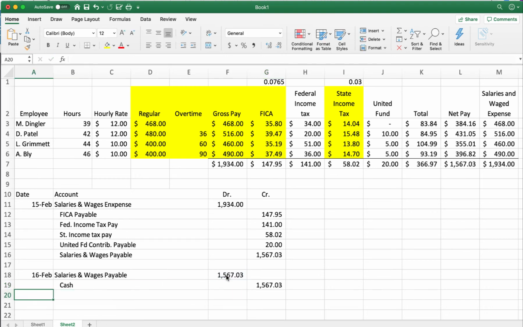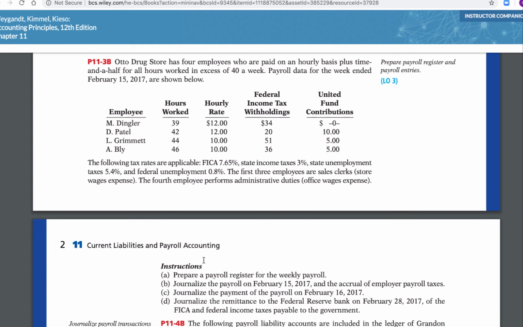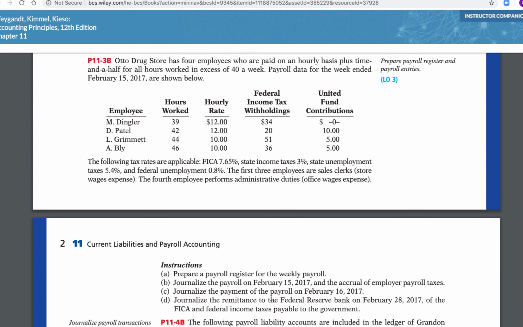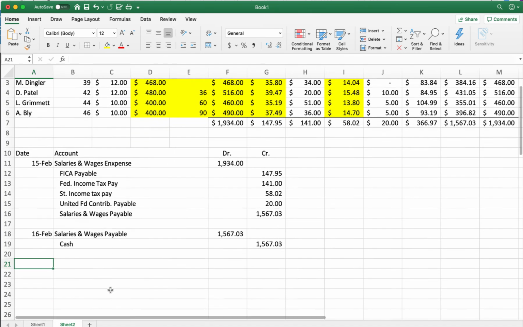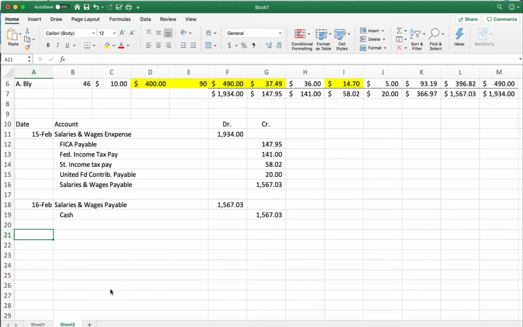Okay? Now we get to C. C says, journal the payment of the, actually, no, that was C. We're on D now. Journalize the remittance to the Federal Reserve Bank on February 28th, 2017 of the FICA and federal taxes payable to the government. Okay? So we did A, we did B, we did C. Now we got to do D.